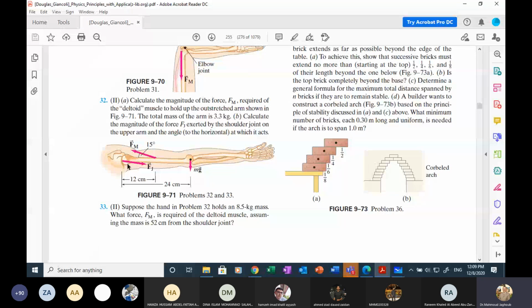Look, in this example, he's given you the direction of the joint force. It's a lot easier for you. Now you know that you have a horizontal component here and a vertical component here. Okay, so you don't have to guess anything.